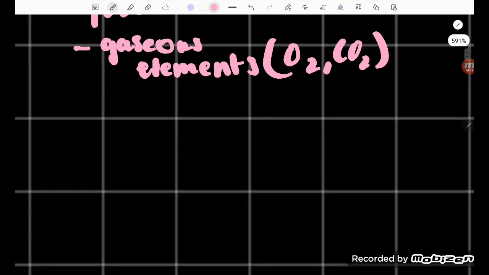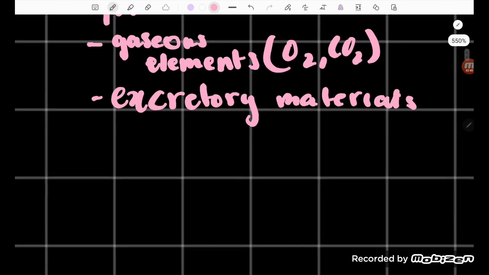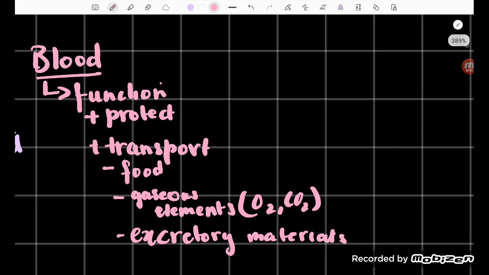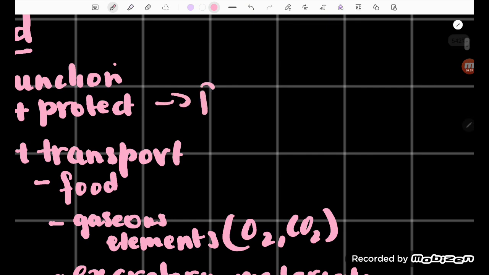And it transports excretory materials, metabolic waste and all that stuff. It also distributes hormones and distributes heat. These are common things you can go through. How does it protect? It forms clots. Formation of clots is one of the main things here.